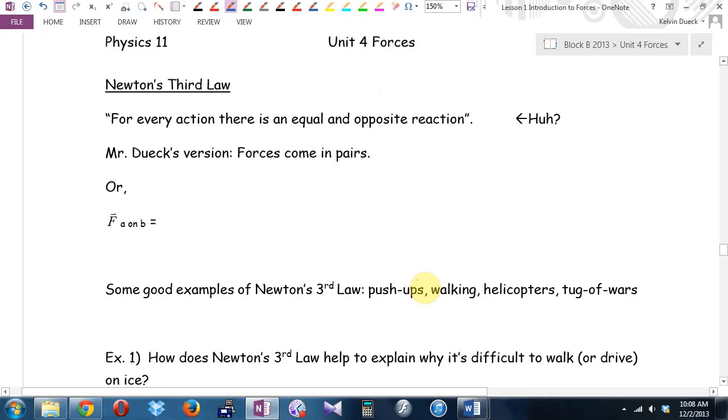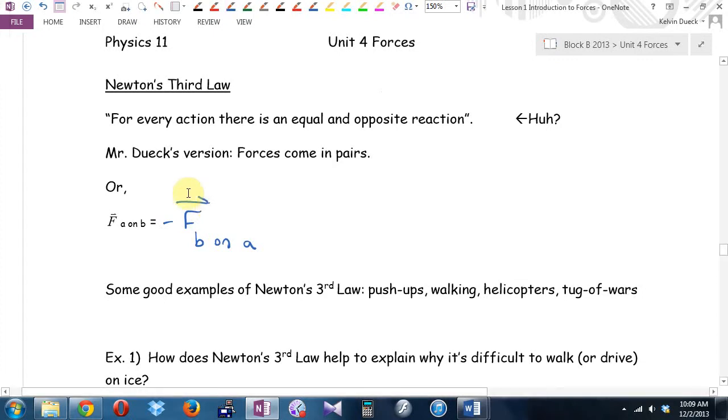Forces come in pairs. You cannot have a single force by itself. Forces always come in pairs. Or if I want to say it mathematically, if object A applies a force F on object B, then object B applies a force F on object A, except in the opposite direction, so we'll call it negative.